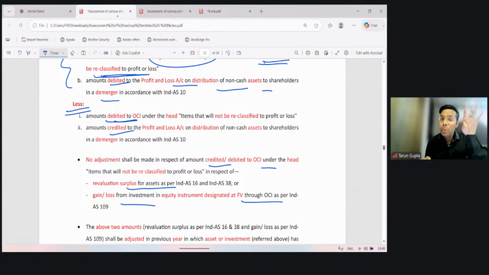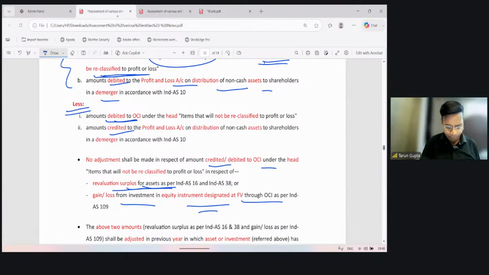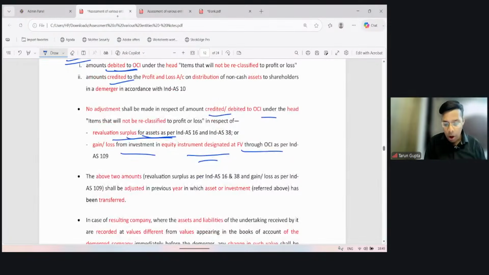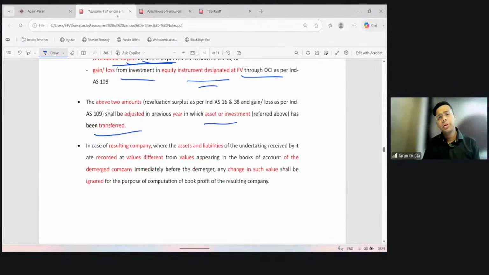still no adjustments are to be made, and adjustments are to be made only when this asset or this investment, as the case may be, is actually transferred or sold off. So the above two amounts shall be adjusted in the previous year in which the asset or investment, as the case may be, has been transferred. So understand? Fair enough? So no MAT on notional gain or loss, only when the asset is actually transferred. Whatever gain or loss happens, we will charge MAT only on that. So the taxation is very clear. We will not charge on unrealized profit or loss.